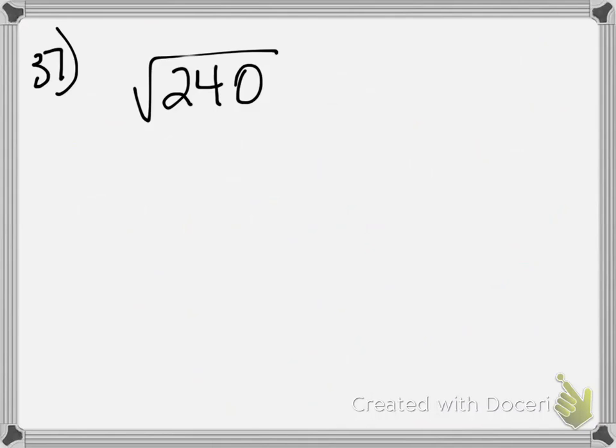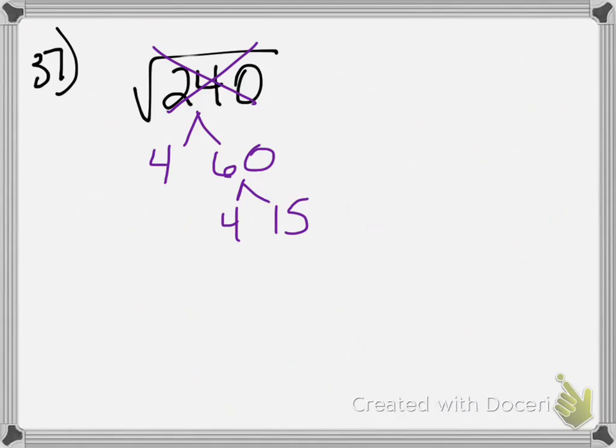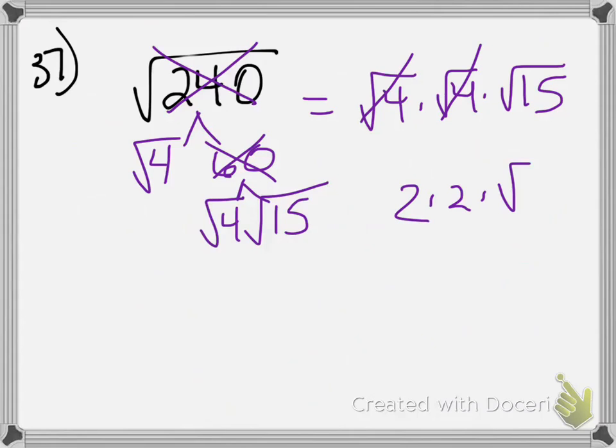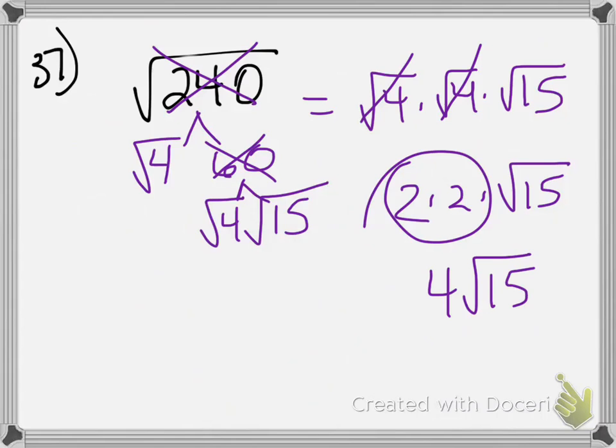For number 37, I'm going to simplify the square root of 240. So I'm going to break this down. It is divisible by 4, so I'm going to do 4 and 60. I'm going to break 60 down into 4 times 15. So what I have is the square root of 4 times the square root of 4 times the square root of 15. The square root of 4 is 2. The square root of 4 is 2. The square root of 15 does not simplify. 2 times 2 is 4. So I have 4 square root 15 as my simplified answer.